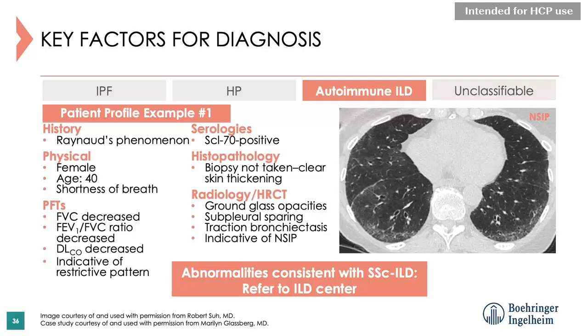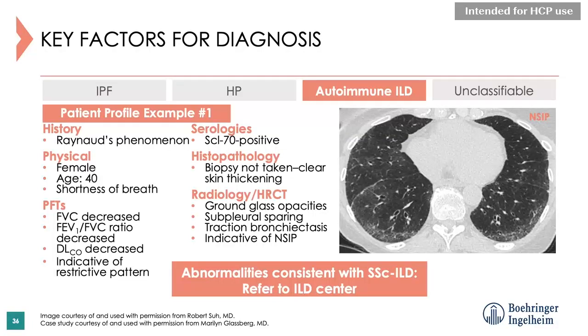Biopsy is not needed, nor should it be performed in patients with autoimmune ILD because it's not going to change the management generally. When we look at the imaging here, we see ground glass opacities in a basilar predominant pattern, also a little bit of subpleural sparing and traction bronchiectasis. We would call this pattern nonspecific interstitial pneumonia and make a diagnosis most likely of systemic sclerosis.